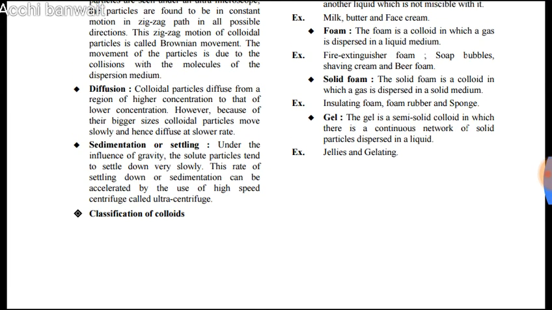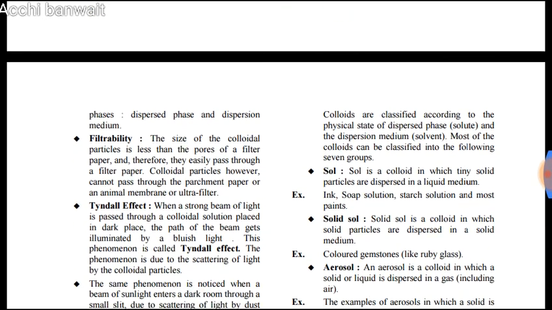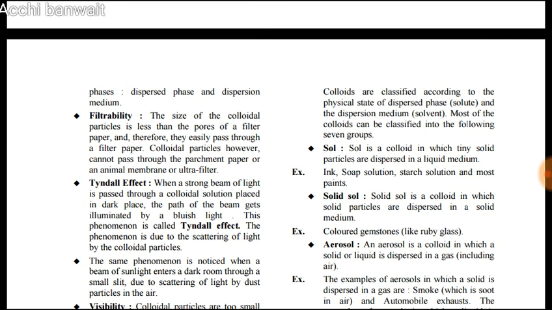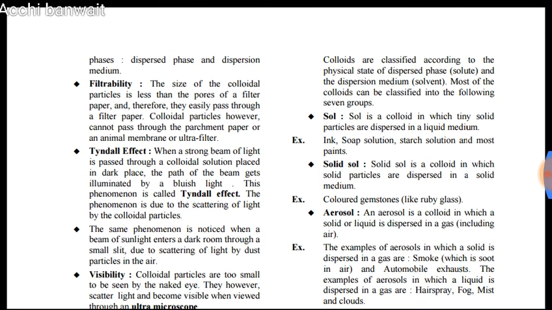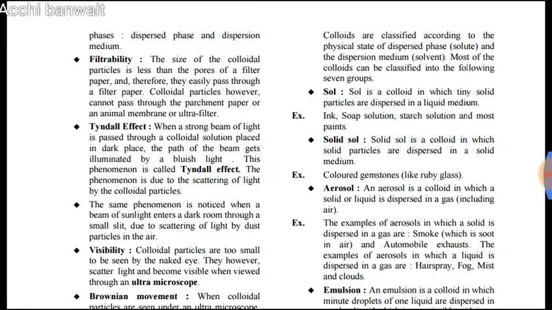Classification of colloids. Colloids are classified according to the physical state of the dispersed phase, that is solute, and the dispersion medium, solvent. Most of the colloids can be classified in the following 7 groups. Sol, that is sol. Sol is a colloid in which tiny solid particles are dispersed in a liquid medium. Examples are ink, soap solution, starch solution, and most paints.